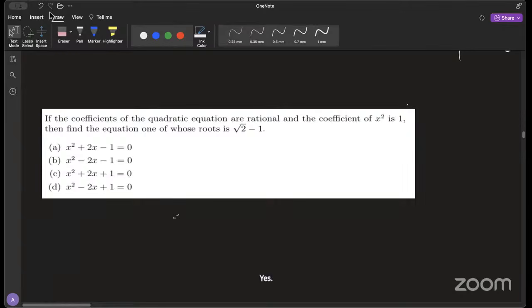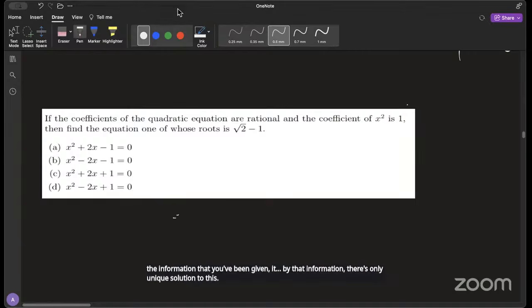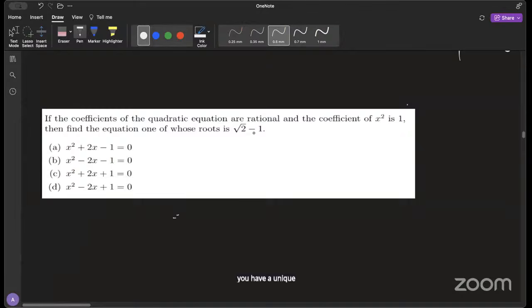It's an MCQ, right? Yes, it's an MCQ because by the information that you've been given, there's only a unique solution to this. You have a unique solution because you've been given enough information to find it.